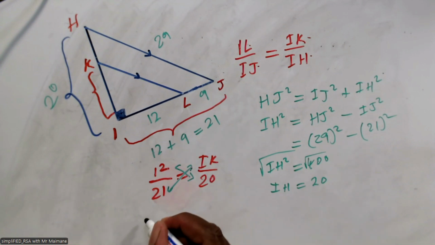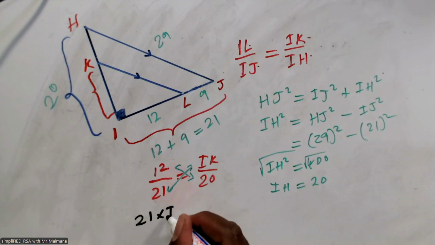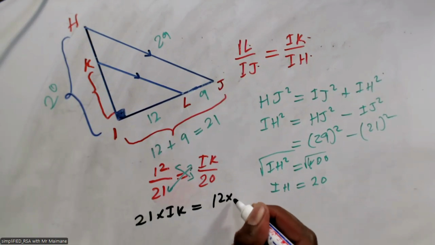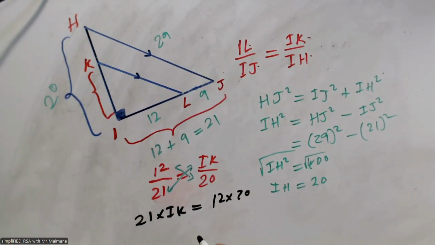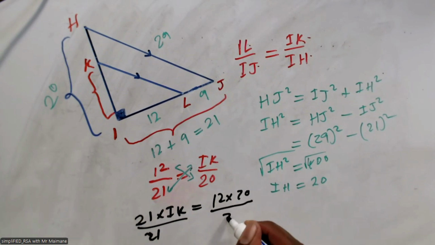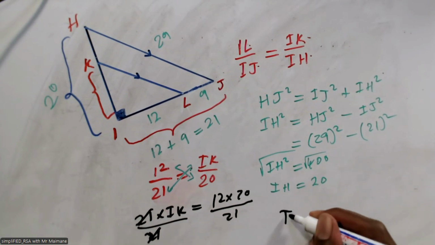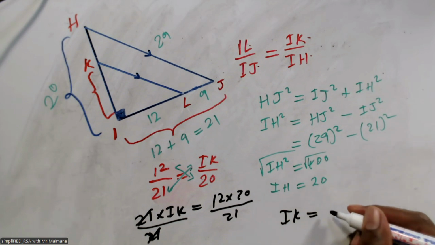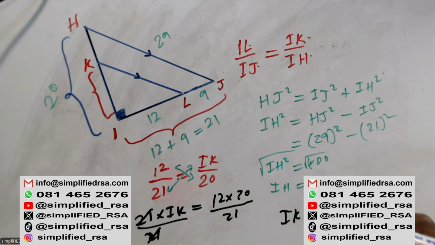But then if you cross multiply here, it means you'd have 21 times IK is equals to 12 times 20. Therefore, I divide by 21 because I want to solve IK. I divide by 21 on both sides. Therefore, this will cancel. That means I will then say IK is equals to, I get 11.4 units.